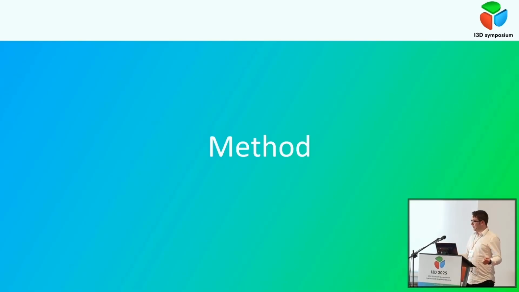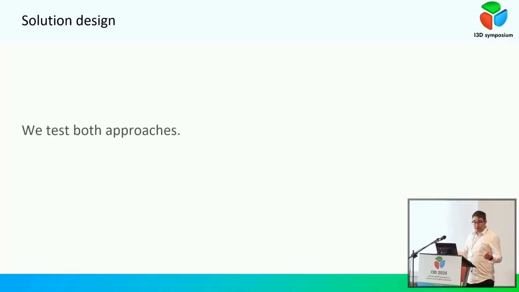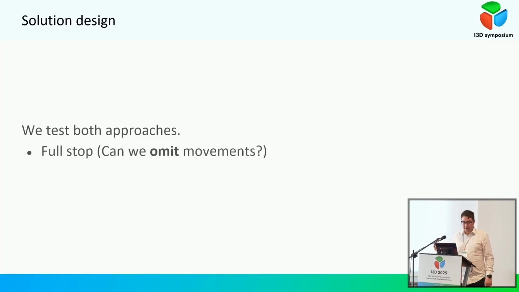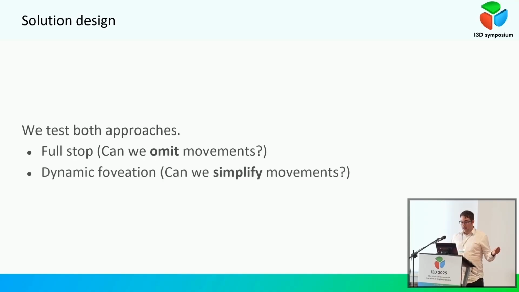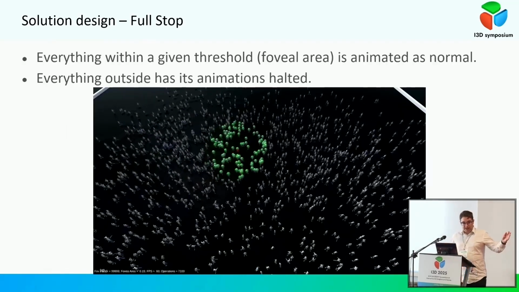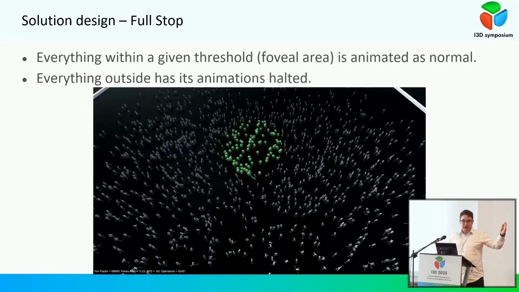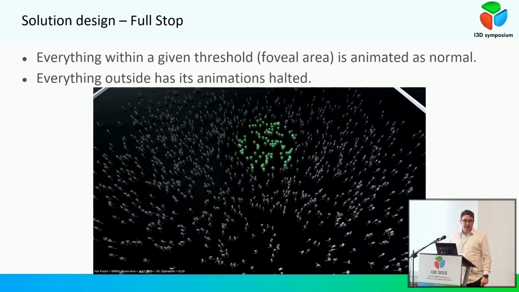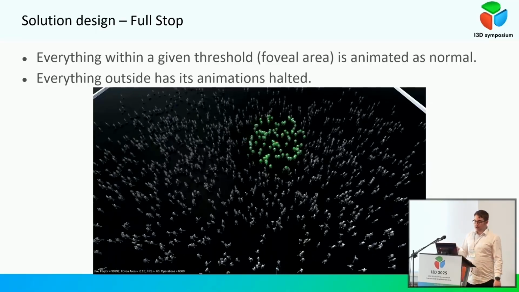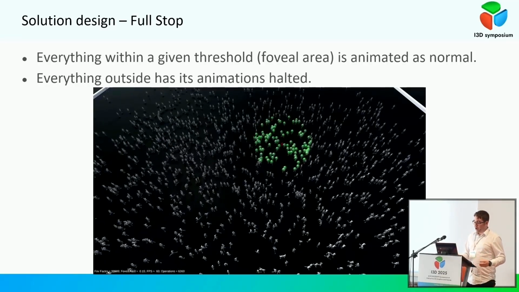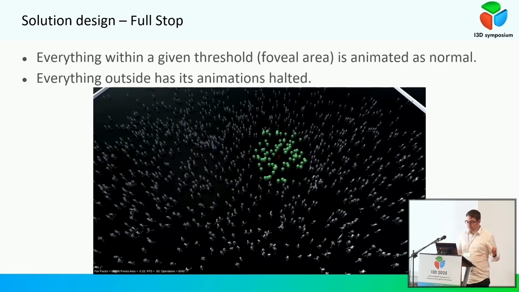So let us now go over the methods. We test both approaches from our alternative hypotheses. We try the full stop method, where we omit movements altogether, and we do the dynamic foveation method, where we simplify movements based on the agent's distance from the fovea. What you see on screen here is the full stop method, with the green agents being fully animated and everything outside of the area having their animations completely stopped. The green area is what we call the foveal area.